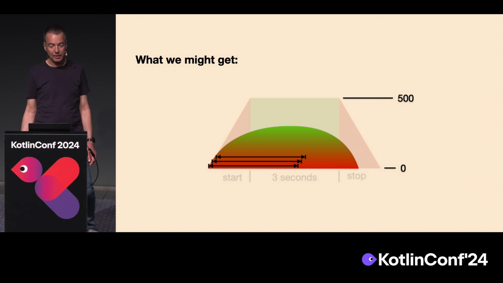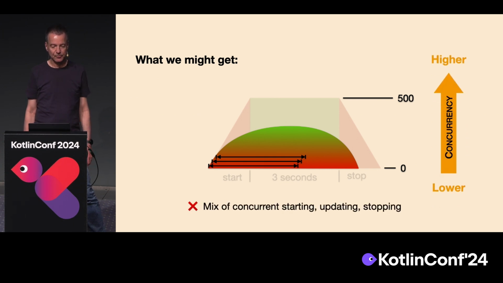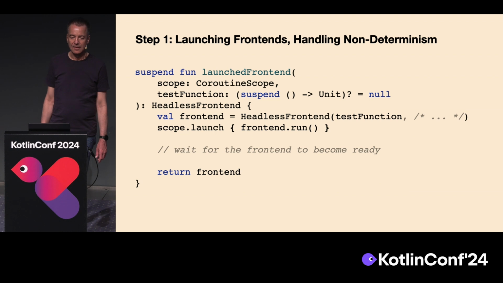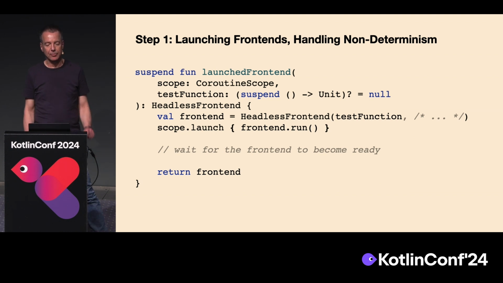Some frontends start quickly, then immediately start to run their updates, and then stop early. Others start later. The load curve you're seeing here is not precise, but you might get the idea. So with everything mixed up, we lose our focus and never reach the intended update concurrency. So how can we fix this? We need to handle the non-determinism that is there.